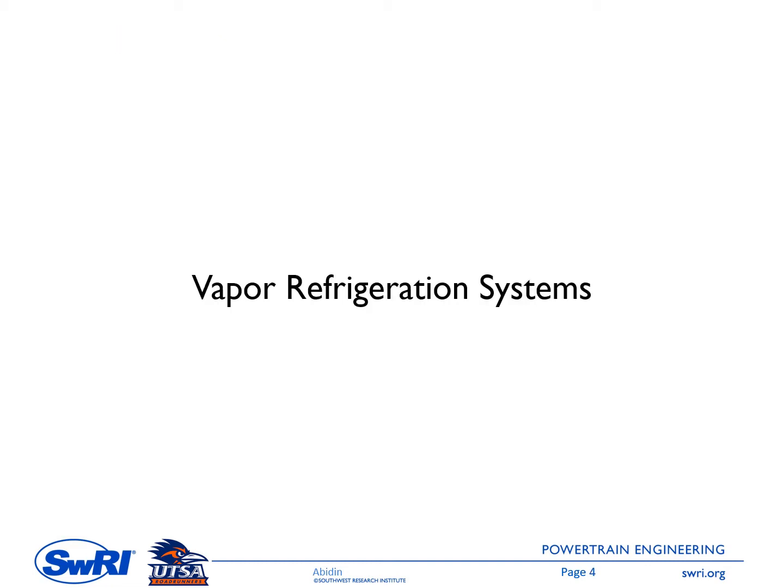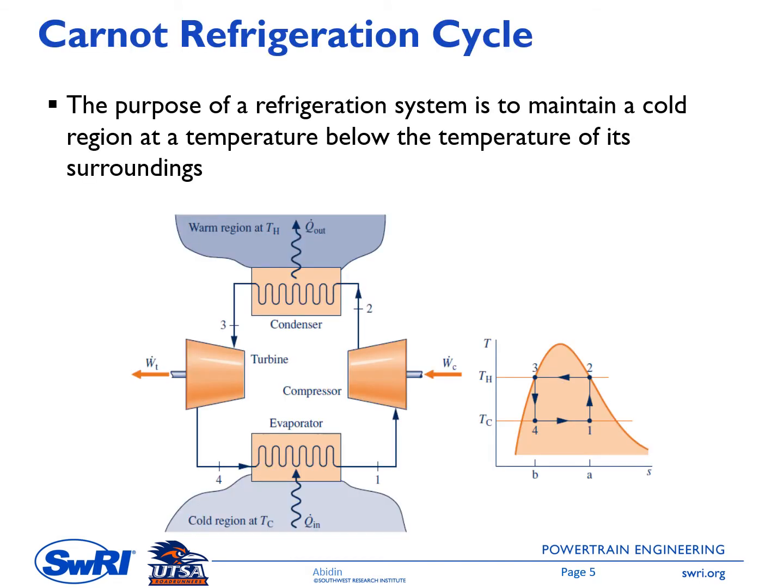The first topic is vapor refrigeration systems. The purpose of a refrigeration system is to maintain a cold region at a temperature below the temperature of its surroundings. In daily speaking, you call this AC, air conditioning.